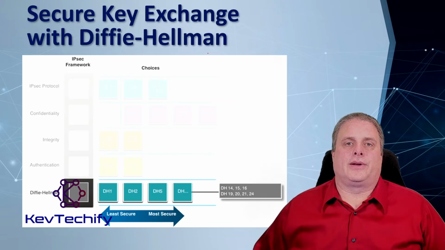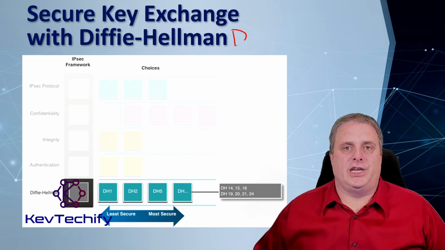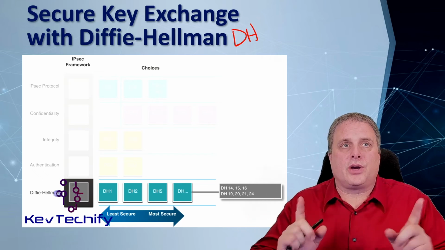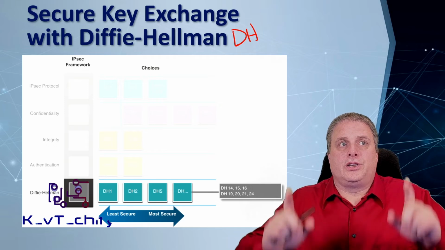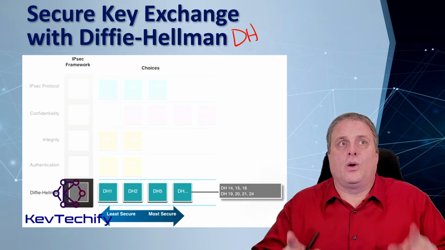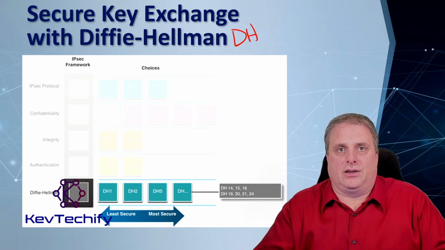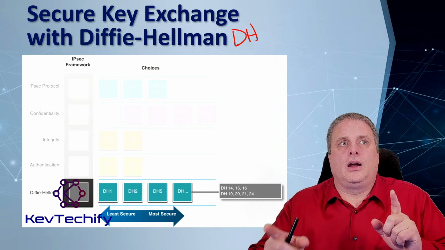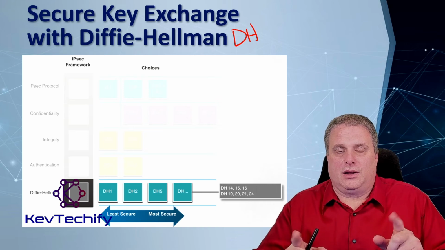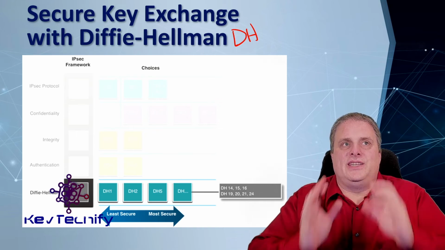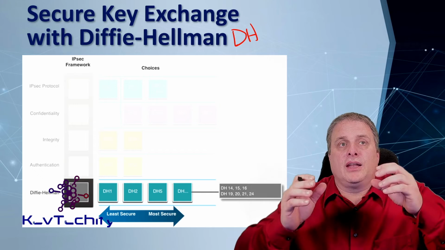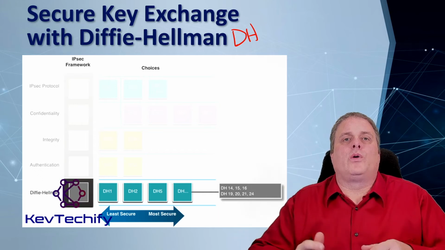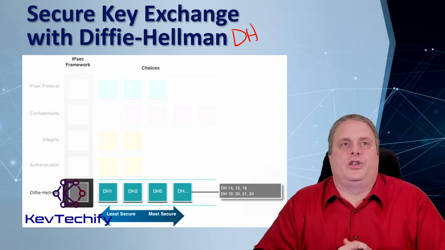Diffie-Hellman, commonly known by its abbreviation DH, allows two peers, so two devices that are trying to communicate with each other, to share a secret key over an insecure channel. So over the internet, two peers could share a secret key. There are variations in the Diffie-Hellman key exchange, and they're specified in groups. A lot of times you'll hear people say, well, we're using Diffie-Hellman 1, Diffie-Hellman 2.